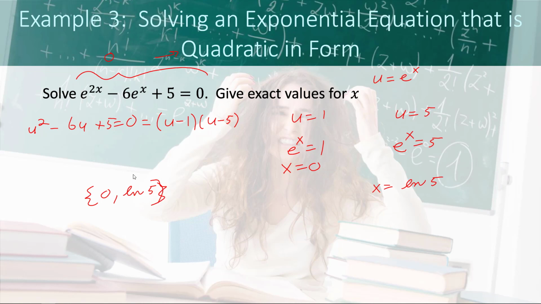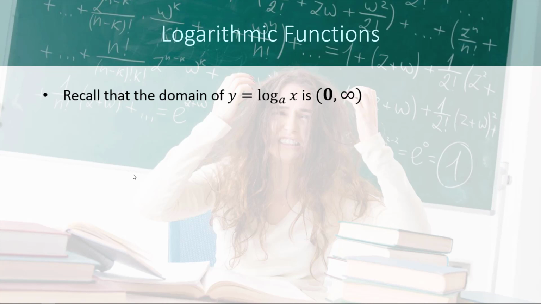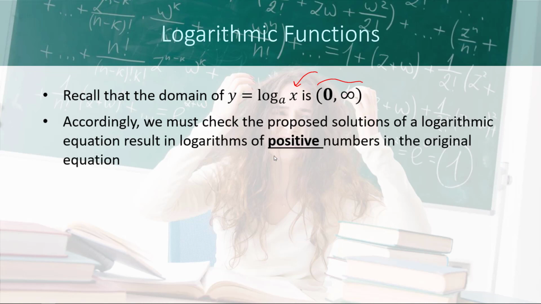And this brings us to logarithmic functions. Now, when dealing with logarithmic functions, we must understand that they have a limited domain. Their domain is basically all positive values of x. So if you have a potential solution that will produce a negative value in any argument of the logarithmic function, then that solution must be excluded. Because once again, all arguments of logarithms must have positive values in the original equation.